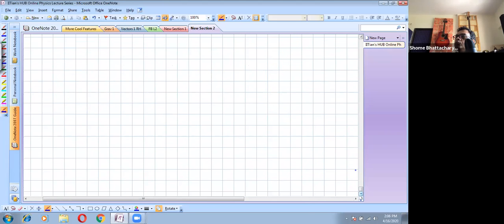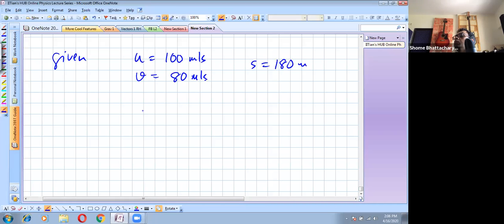Okay. So what you do here is you understand in the question, given क्या है मुझे? Given मुझे U है, which was 100 meters per second. Okay. V है, which was 80 meters per second. Or displacement है during this time, which was 180 meters. Okay. But unknown क्या है? Acceleration unknown है और time unknown है.